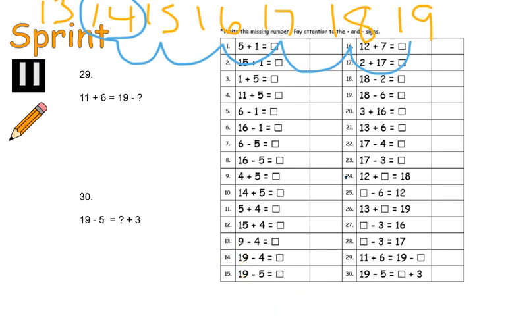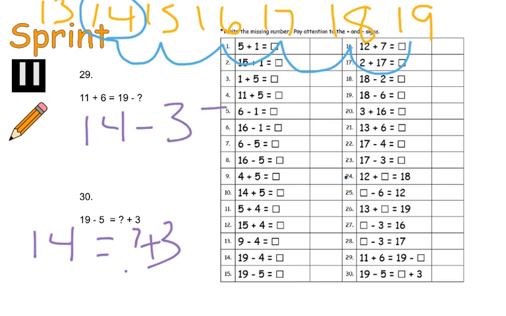So now we need to figure out the question mark plus 3. So we need to get from 14. Our 14 needs to equal this. Our question mark plus 3 here. So let's see. We could start at 3 and count up, but that's going to take a long time. So what I'm actually going to do is I'm going to switch it to a subtraction problem. I'm going to do 14 minus 3 equals.